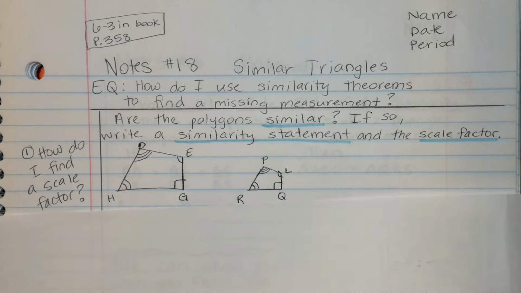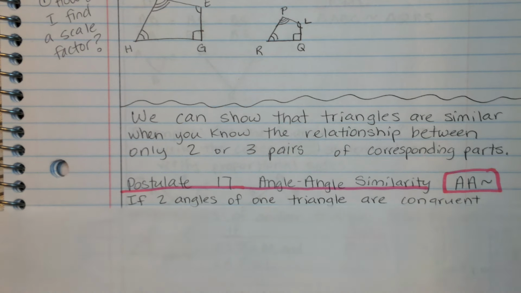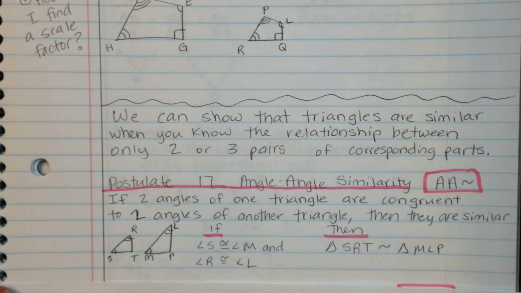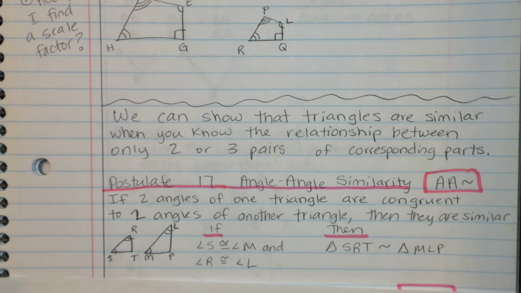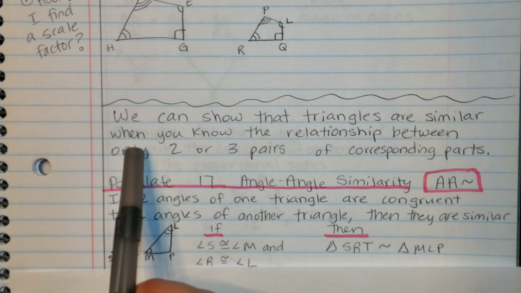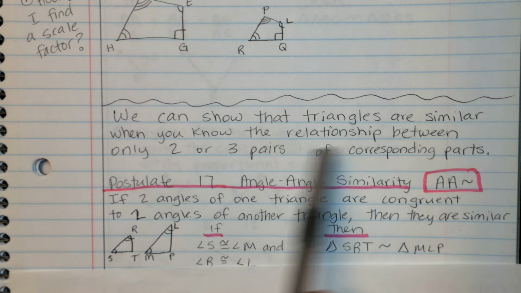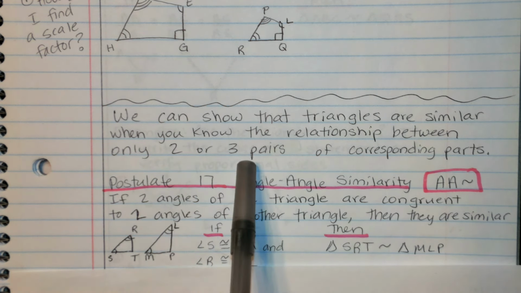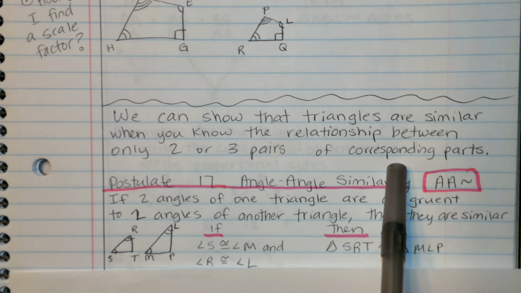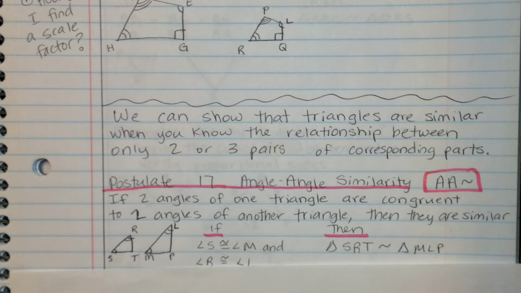Okay, so we should have the warm-up done already. So here's the first part for the notes. Okay, so again, pause as needed so you can copy. I'm just going to keep going. So it says we can show that triangles are similar when you know the relationship between only 2 or 3 pairs of corresponding parts. Corresponding parts could be angles or sides.